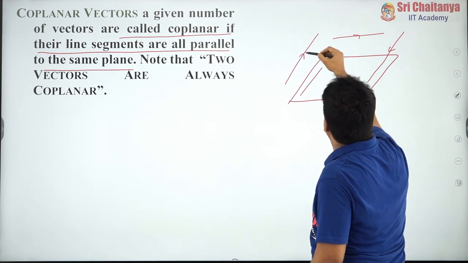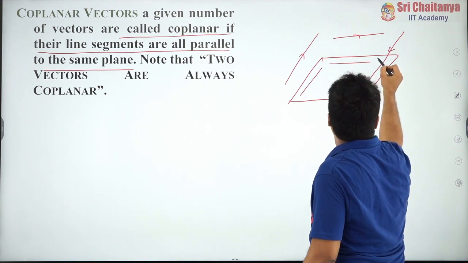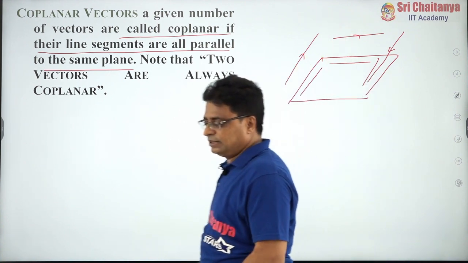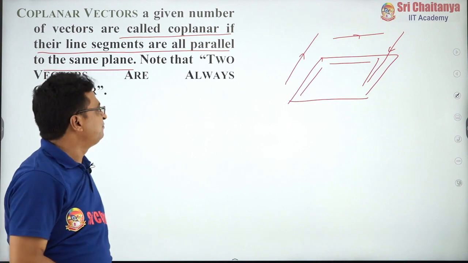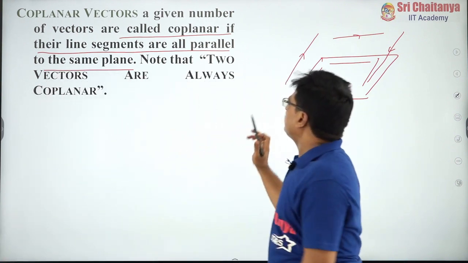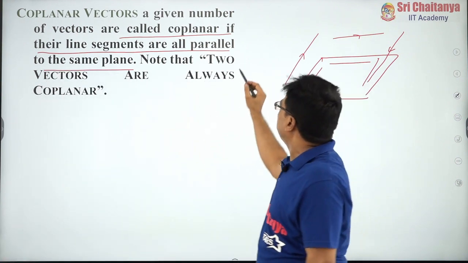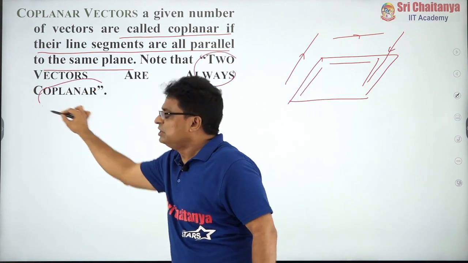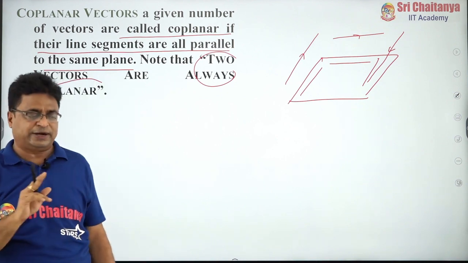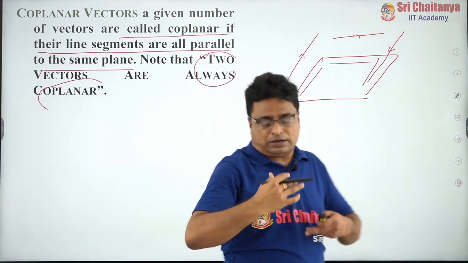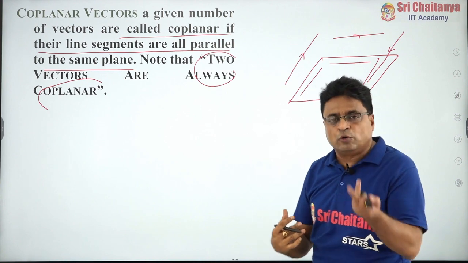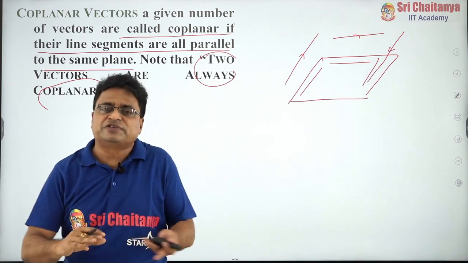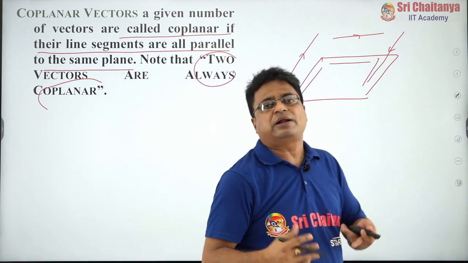This is the line segment of this vector, and this is the corresponding line segment. If these line segments lie on this plane, simply we can say that the vectors are coplanar. My friends, whenever we are talking about two vectors, they are always coplanar. So, whenever we are talking about two vectors, the best question would be whether they are collinear or not, because always they are coplanar. It is not necessary to check whether the vectors are coplanar or not.